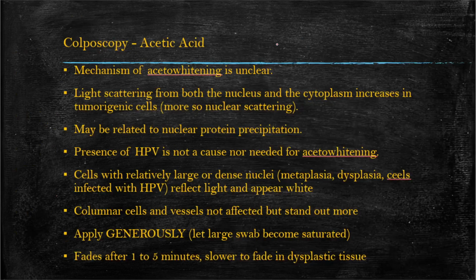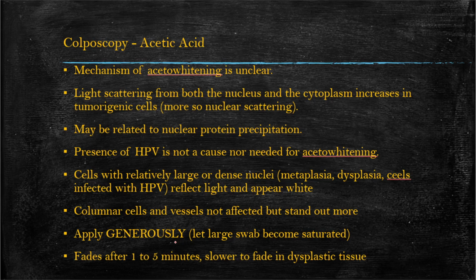So with acetic acid, the actual mechanism of acetowhite and the effect that it has on the cells is a bit unclear. Some hypotheses here. The presence of HPV is not a cause, nor is it needed within the cells for acetowhite changes to happen. Cells with relatively larger dense nuclei, so cells undergoing metaplasia and dysplasia, cells infected with HPV reflect light and so appear white. Columnar cells and blood vessels are not affected, but they can stand out a bit more.